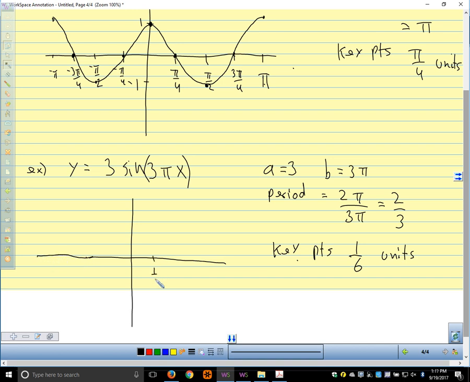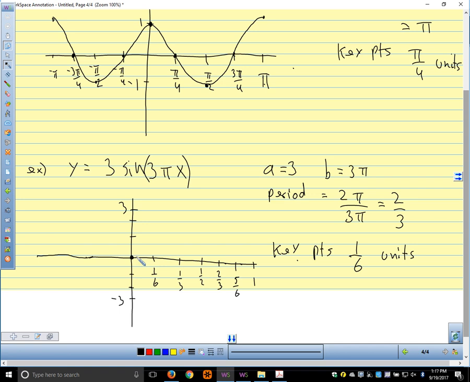So 1/6, 2/6, which is 1/3, 3/6, which is 1/2, 4/6, which is 2/3, and if I kept going, 5/6, 1. My amplitude is 3, so I'll go up 3 and down 3.